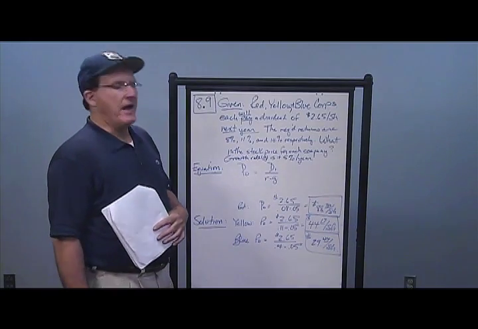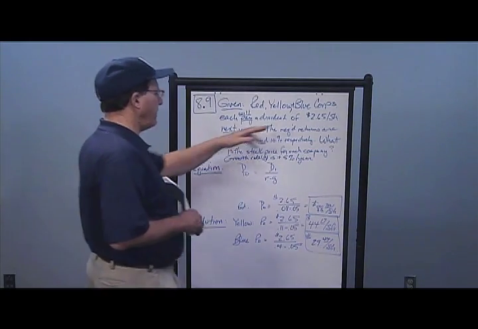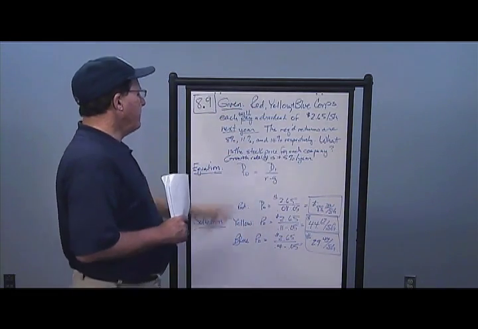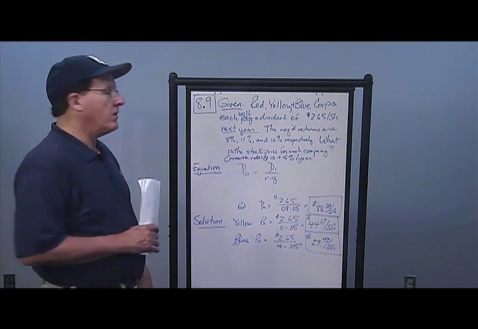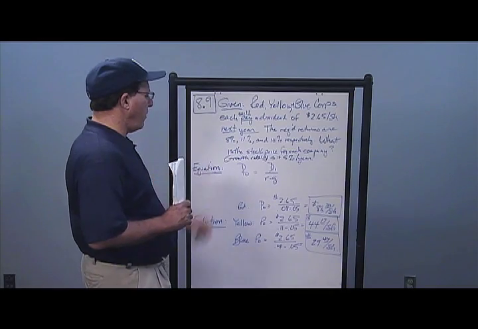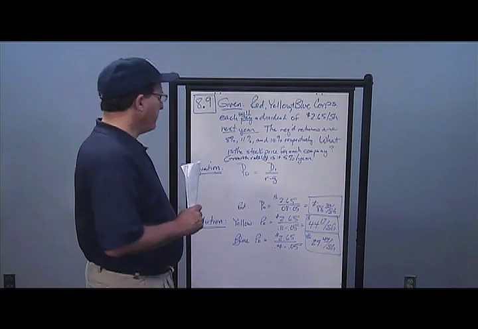In problem 8.9, we have red, yellow, and blue corporations. Each will pay a dividend of $2.65 per share next year, D1. The required returns are 8%, 11%, and 14% for these three companies, respectively. What is the stock price for each company if the growth rate, G, in the dividend is plus 5% per year?